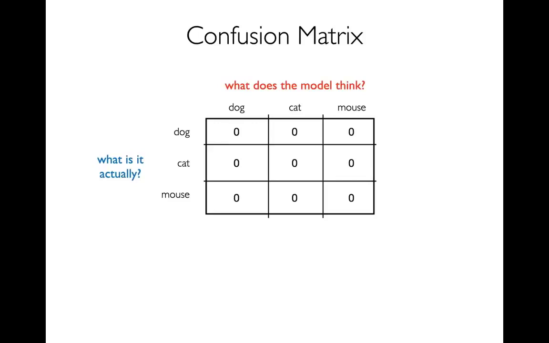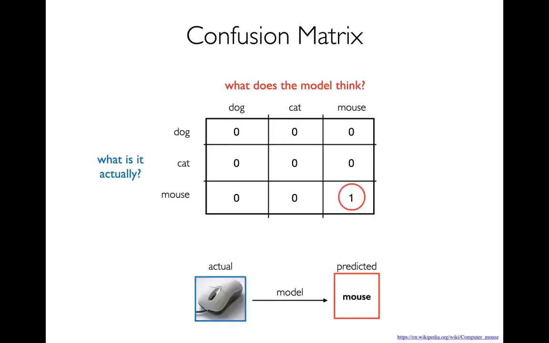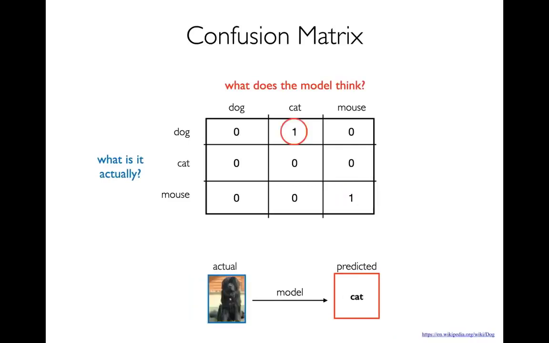Right now, I have zeros in all these places. But if I were to see an actual mouse, and the model predicted that it's a mouse, then I would go to the mouse row and the mouse column and increment that number by 1. That's good. Anytime we're incrementing numbers on the diagonal of a confusion matrix, that means we made the right decision. Here's an example of a wrong decision. If our model took a look at that picture, which is clearly a dog in need of some grooming, and it predicted it's a cat, then we go to the dog row because it's actually a dog, and the cat column because that's what was predicted, and increment that.